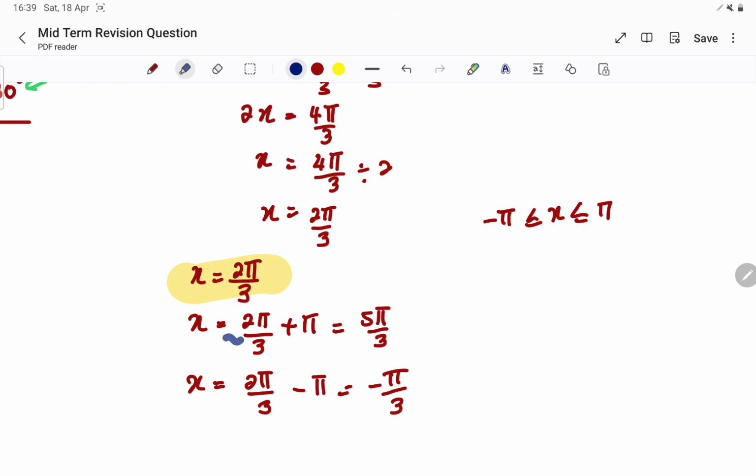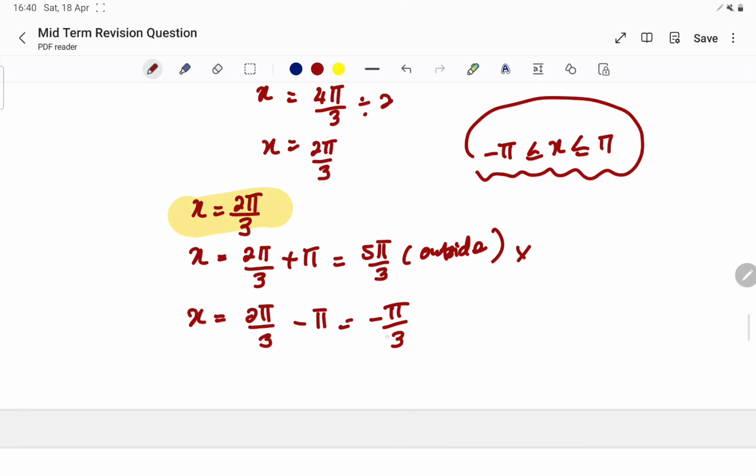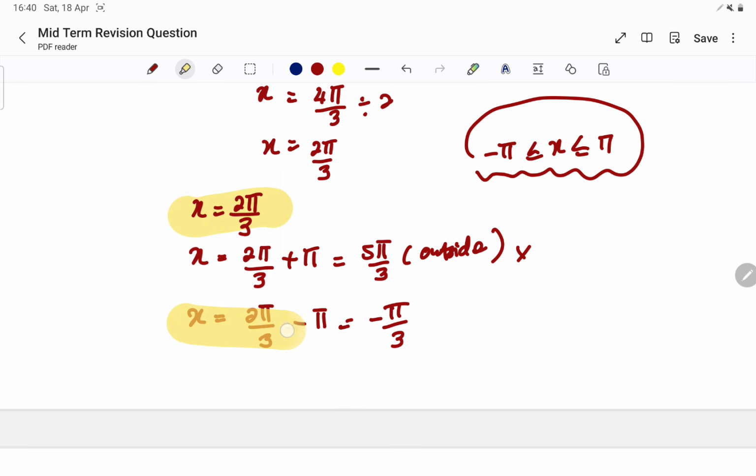And then here we have 5 pi over 3. Is it inside the interval? No, it is outside the interval, so we cannot accept this one, because we only accept the ones that are inside this interval. The next one is negative pi over 3. Is it inside this interval? Yes, it is inside this interval, so here you can accept this value of x.